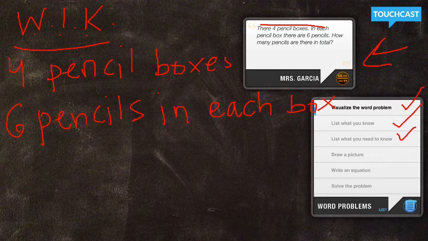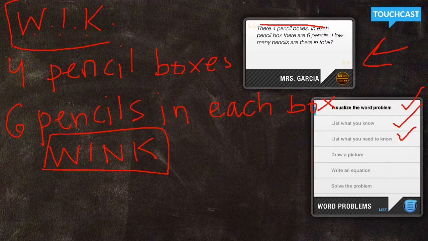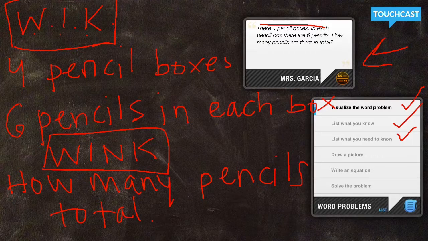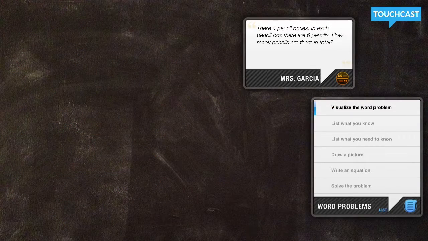All right, now we need to list the question. What is the question asking me? So that's called my wink, what I need to know. And so what I need to know is the question I'm being asked, and that's how many pencils are there in total? How many pencils? And a question mark. So that is what I need to know. And I'm going to save this slide and come back to it.